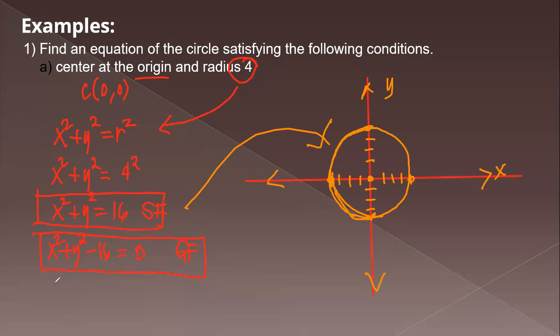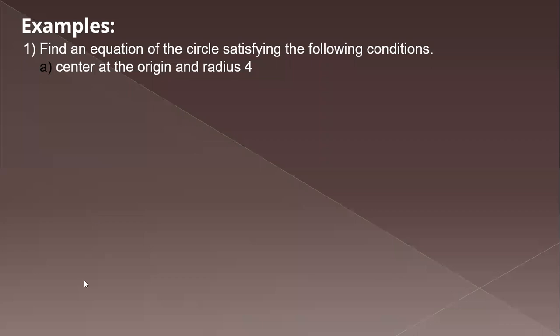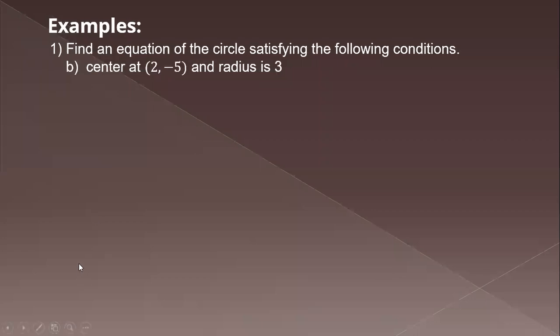Okay, so let us have letter B, number 2. Find the equation of the circle satisfying the condition, center 2, negative 5, and radius is 3 units. Take note, class, that our center now is not on the origin. Nag-shift siya from the origin to 2, negative 5.